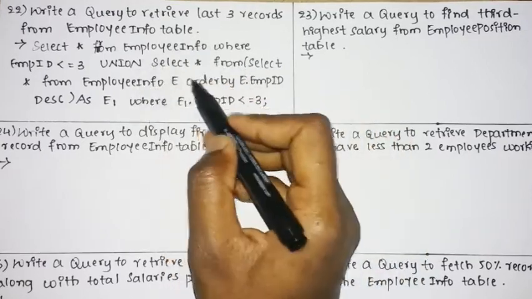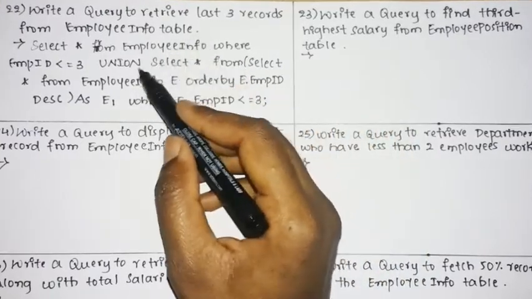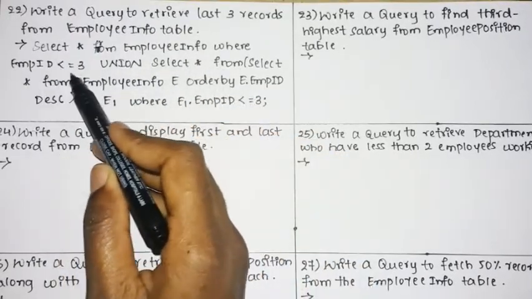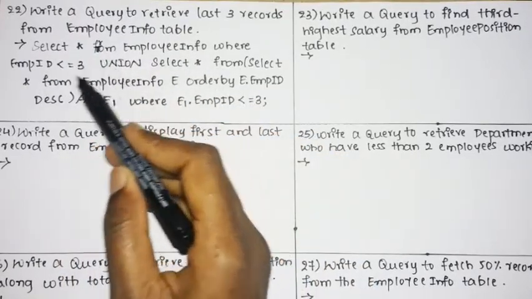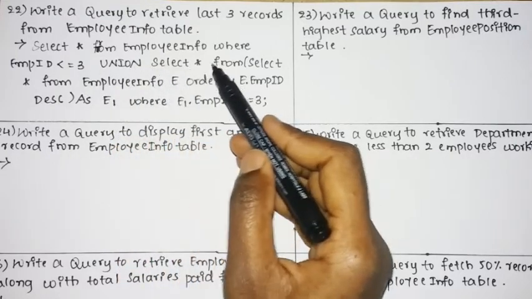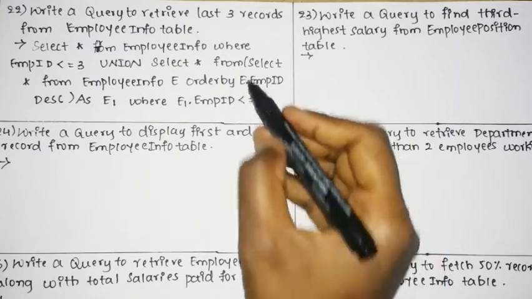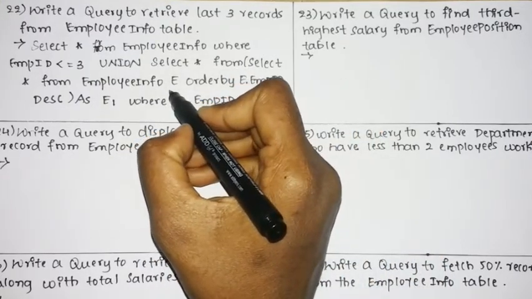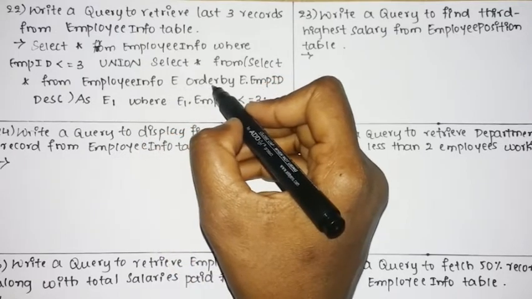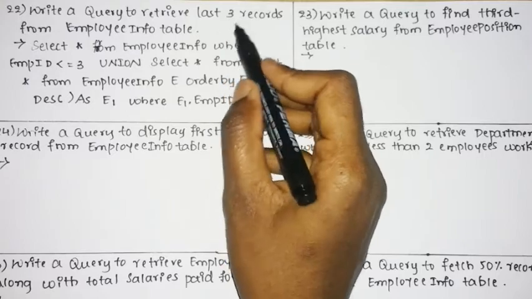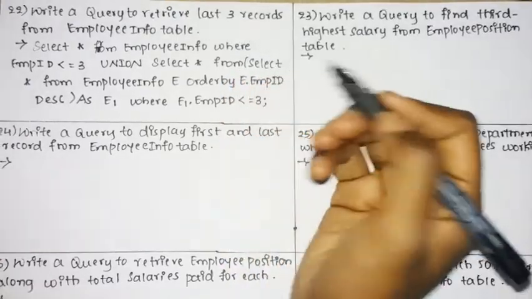So this is without the top keyword. You can also use the top keyword, like select star from employee info where employee ID should be less than or equal to 3, which means you need to display 3 records, and again you can union it with select top 3 records from employee info, then order by, ascending, because you need to choose the last 3 records.